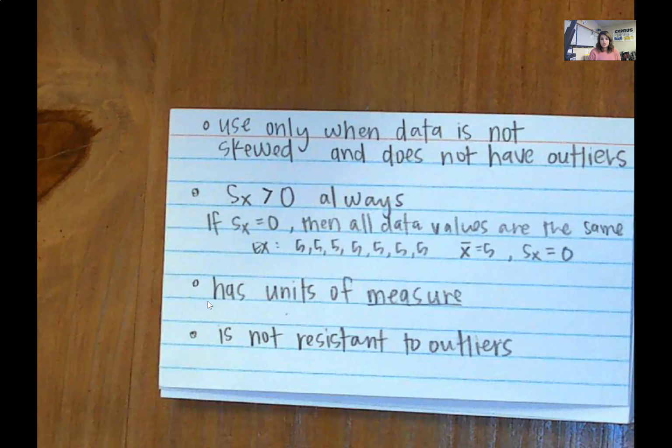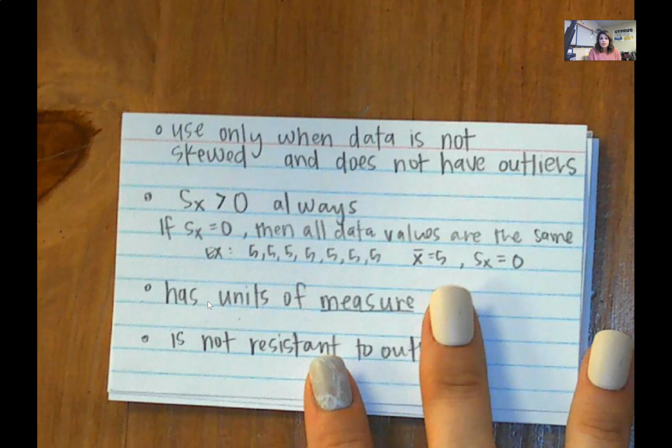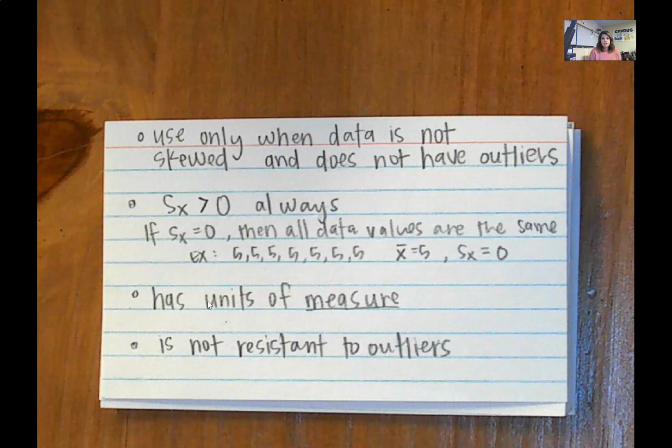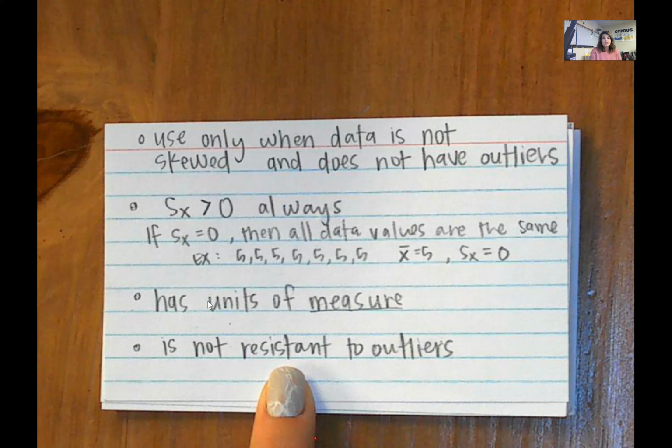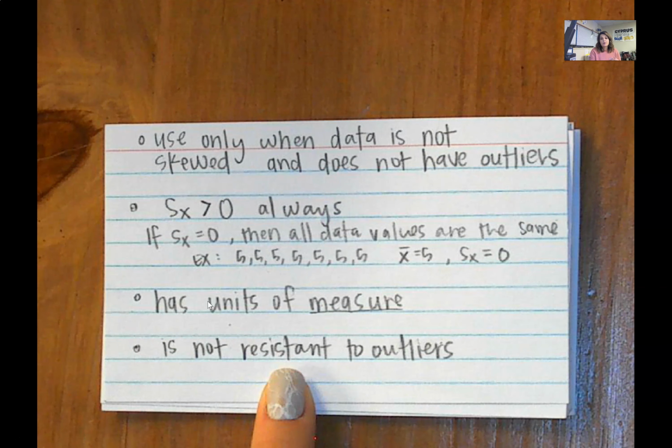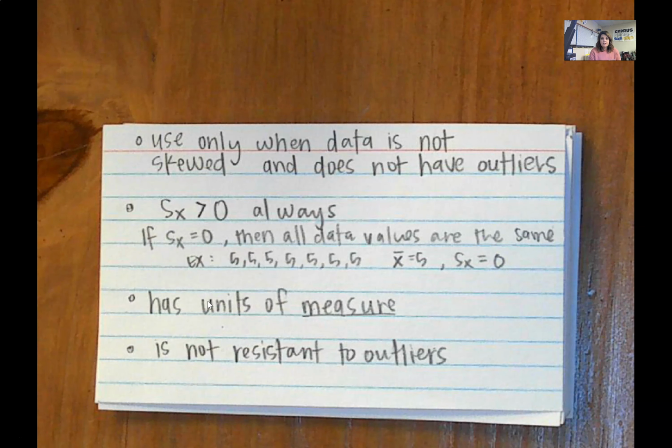This was on our first standard deviation note page on the back side. So you only use standard deviation to describe spread when you have a data set that is not skewed and does not have outliers, because down here at the bottom it says standard deviation is not resistant to outliers. Standard deviation is like mean. When you calculate standard deviation, you have to use every single data value. So if you have a data value that is very large or very small, it is going to affect your standard deviation.